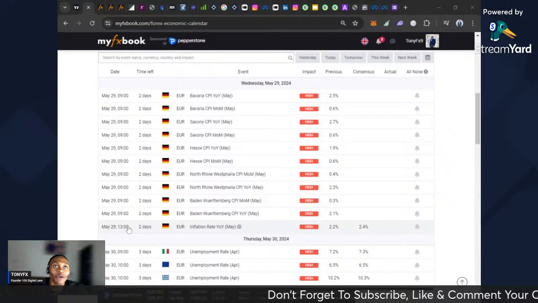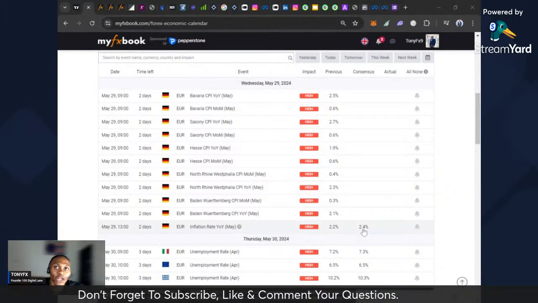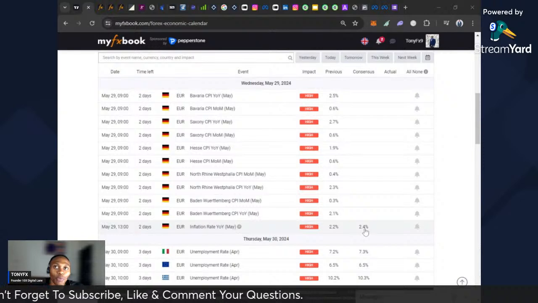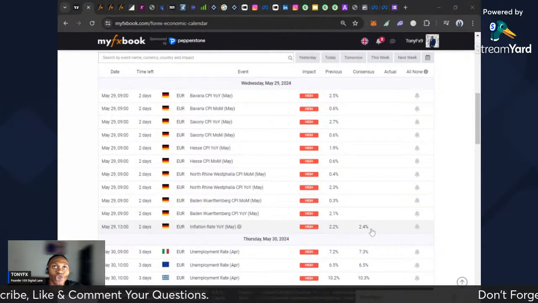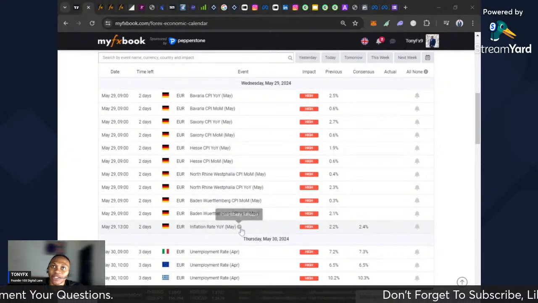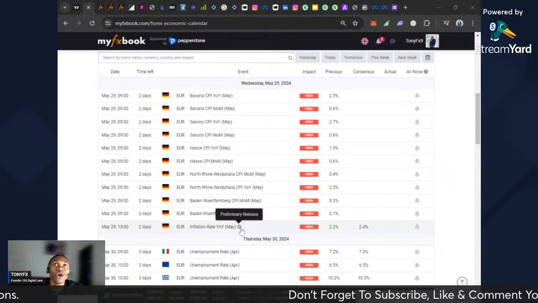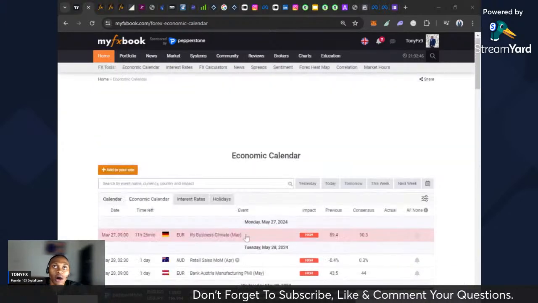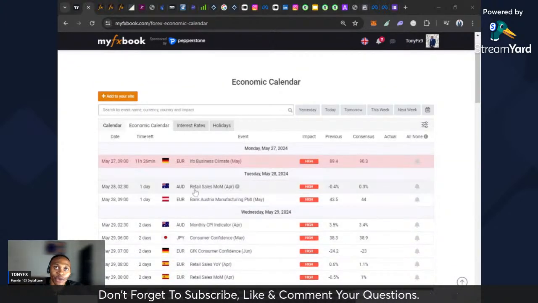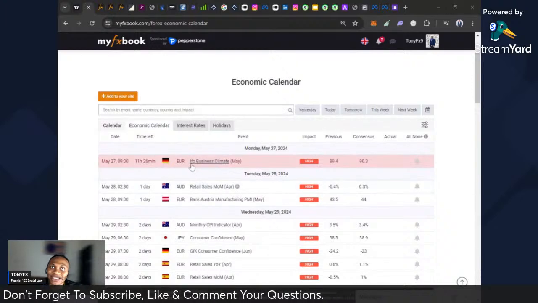Then inflation rate year over year, we have it by 1 o'clock on Wednesday for euro. If the inflation rate turns out to be higher than 2.4, then euro will be massively strong on Wednesday. So watch out for this. I'm expecting euro to gain strength to the upside on Wednesday. But for Tuesday, that's when I see AUD USD gaining some strength. But for Monday, I see euro dropping with this news.